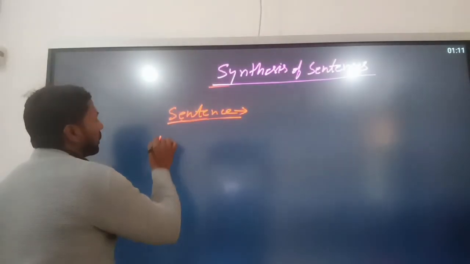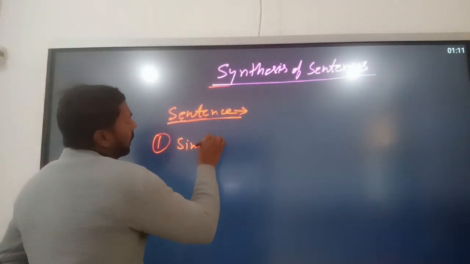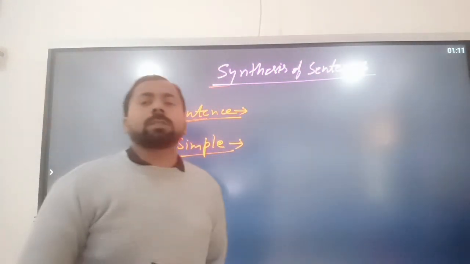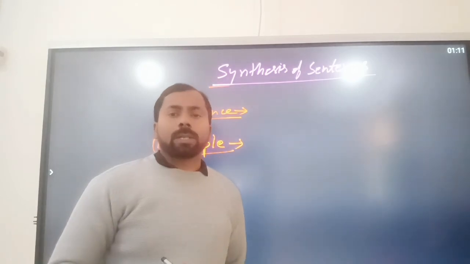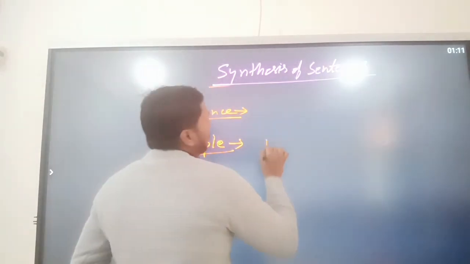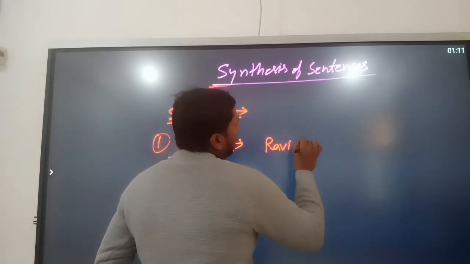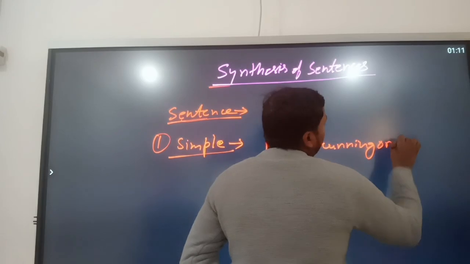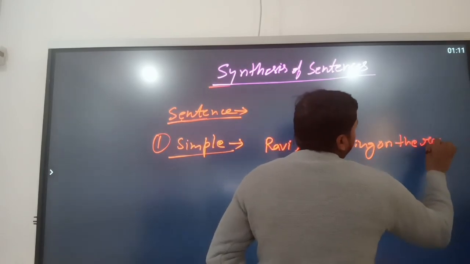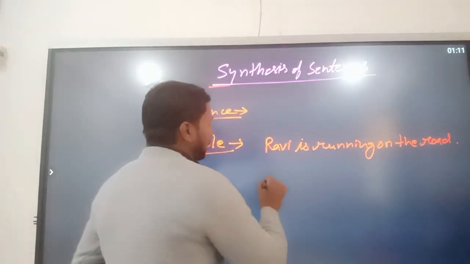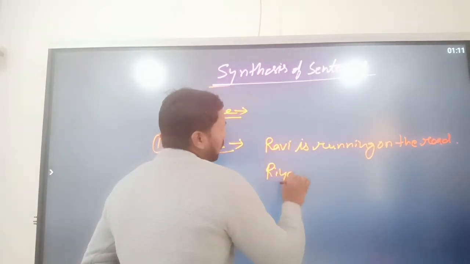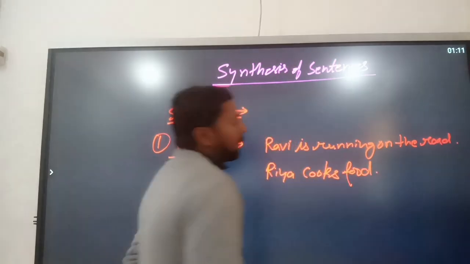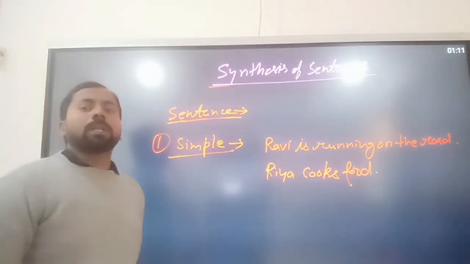First is simple sentence. All the tenses that are included in the 12 parts of the tense are known as a simple sentence. Like, Ravi is running on the road. It is a form of simple sentence. Riya cooks food. It is also a form of simple sentence.